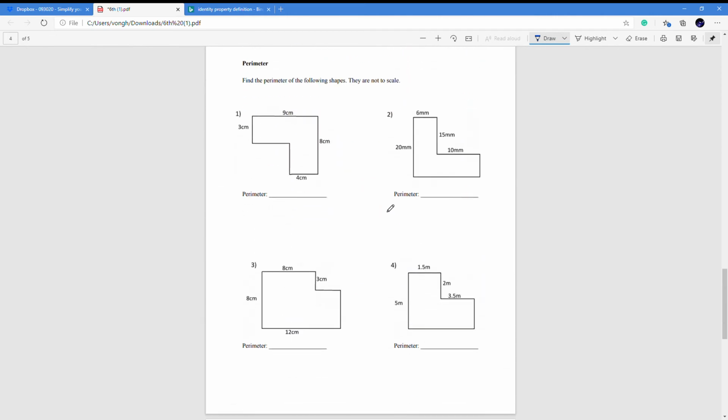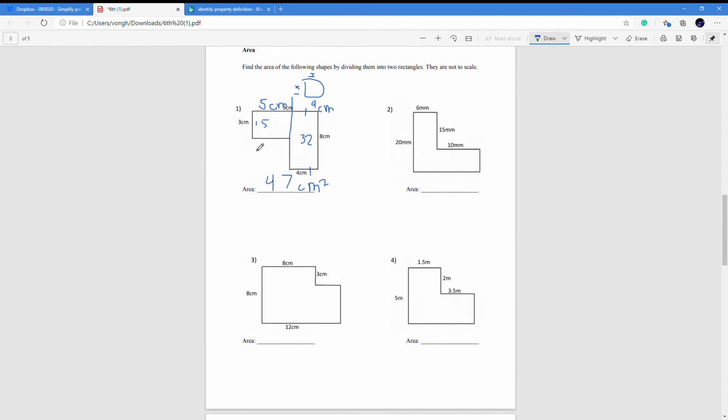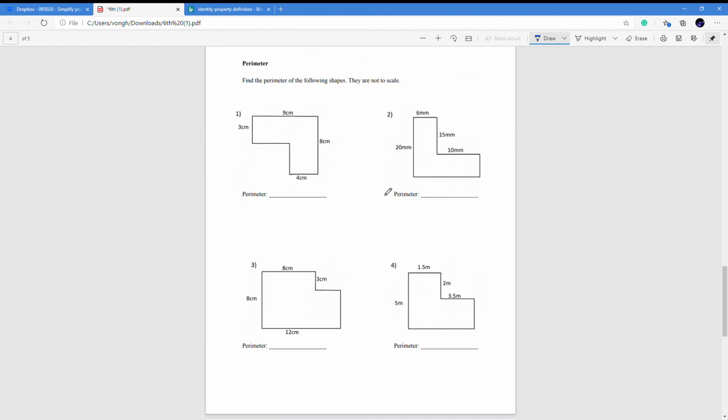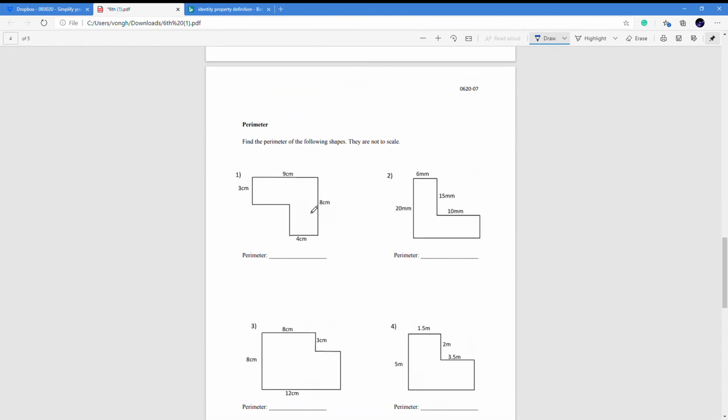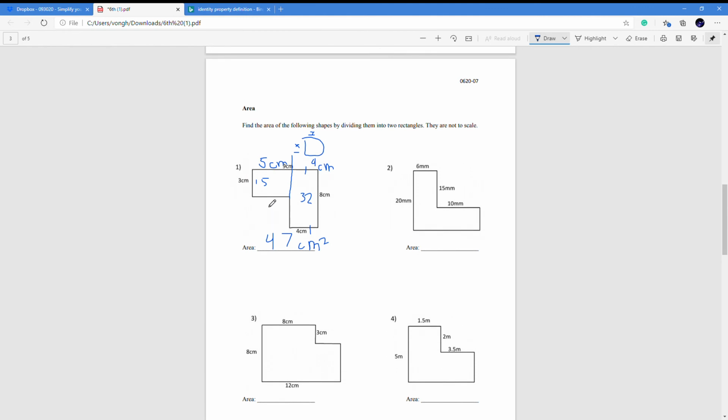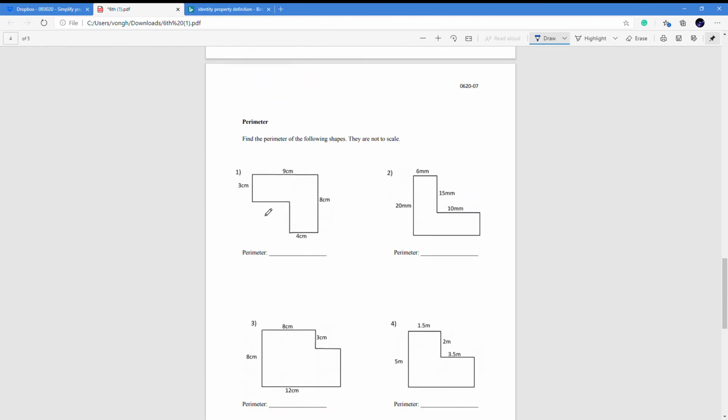So here for perimeter, it's different from here. You don't have to do any splitting, but what you do have to do is find the value of each length. So here we're given all the sides except for this side right here and this side right here. And to find these two sides, let's just fill it in like this. So now it looks like a rectangle.